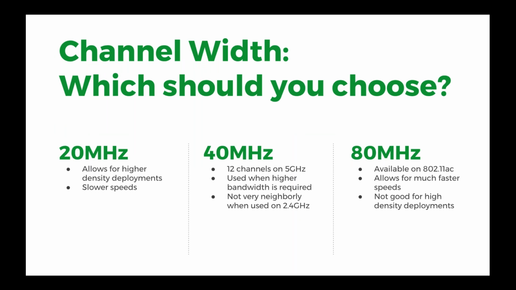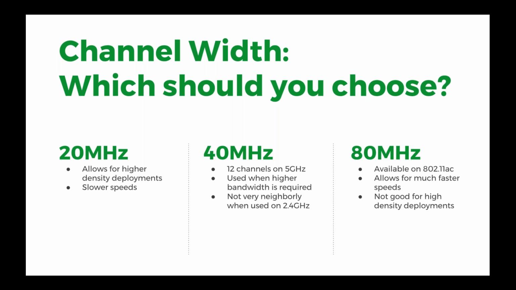And so on the channel width, what channel width should you use? On 20 megahertz, that's what you should use on 2.4 gigahertz. It allows for your higher density deployments, but you're not going to get as fast speed on it. But on 2.4, that's really what you should be using because there just isn't enough space in there for 40 megahertz wide channels.